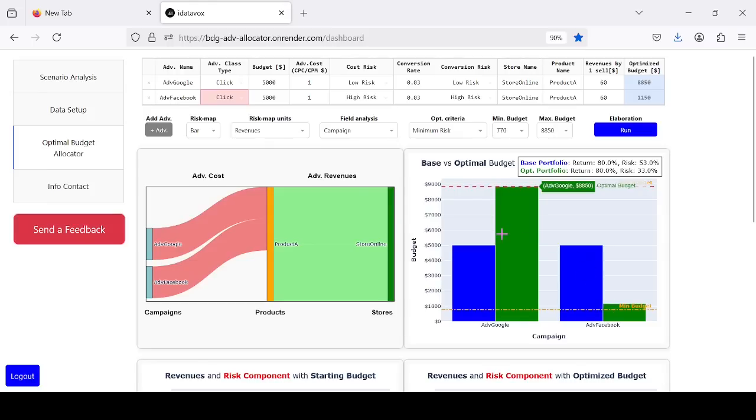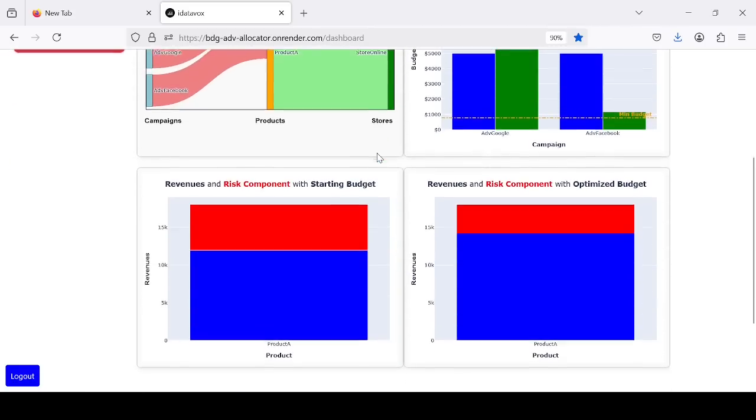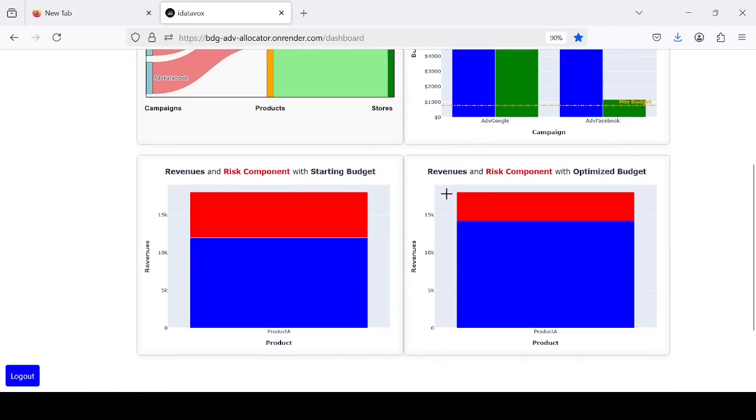Thus, we observe directly on the legend of our plot that with the new allocation, the risk drops from 53% to 33%, while maintaining the same expected returns. Looking at the impact of the budget optimization on revenue, if we group the total level of revenues of both campaigns, setting product in the field analysis of our dashboard, we observe that in the worst case the revenues could fall to $14,000 instead of $12,000, saving $2,000, and this just by making a smarter budget allocation.